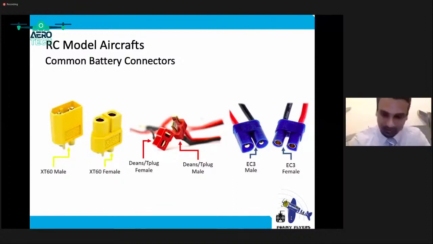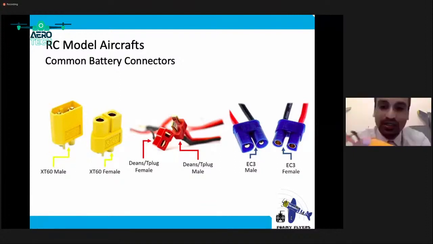But if you have a battery which has an XT60 connector like this one, you cannot connect it. So either you remove this connector and replace it with an XT60, or you'll have to get an XT60 to Deans converter to connect it. But if you're building an aircraft, then obviously you should be able to change this over, or maybe when you're buying your parts, you can choose what the connector type has to be.